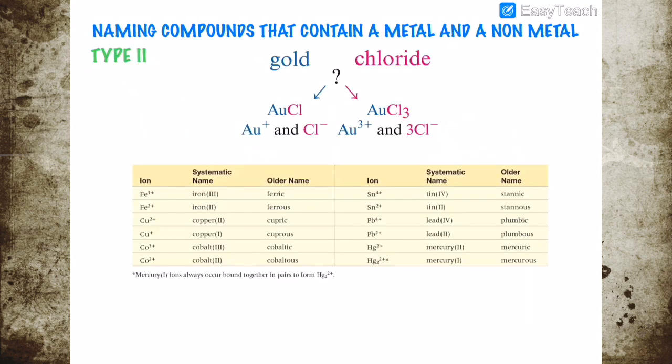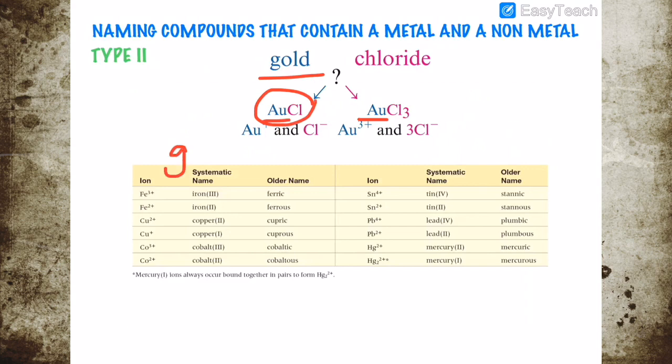The type 2 naming compounds would be where the metal ion has more than one charge. We use a Roman numeral to specify the charge. For example, gold can have Au+ or Au3+. So for AuCl, where the gold is positive 1, we name it as gold, parentheses, Roman numeral 1, which is your charge, and then Cl, which is chloride.